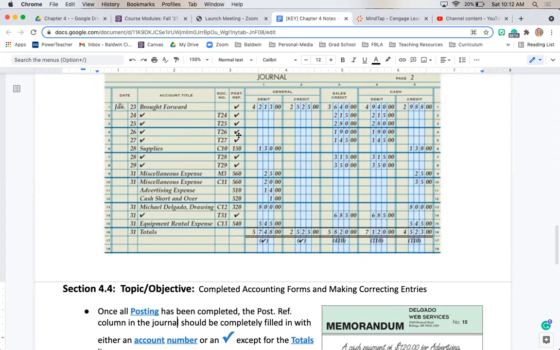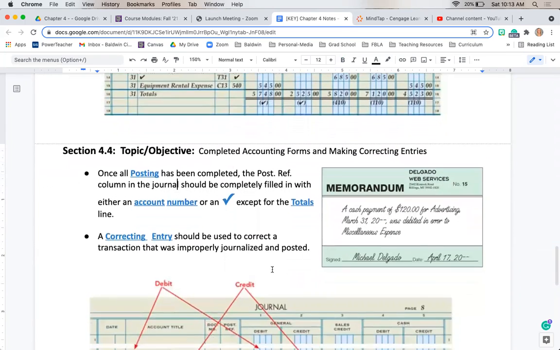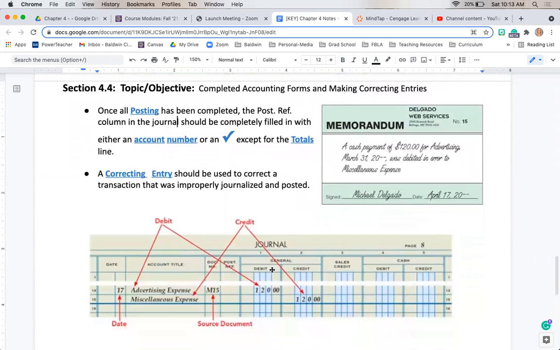It has either check marks indicating where we put that amount in special columns, or it has an account number indicating that we journalized that in the general debit and credit, except for our totals line here. We don't need anything in this box. Then that is when we're ready to make any correcting entries.